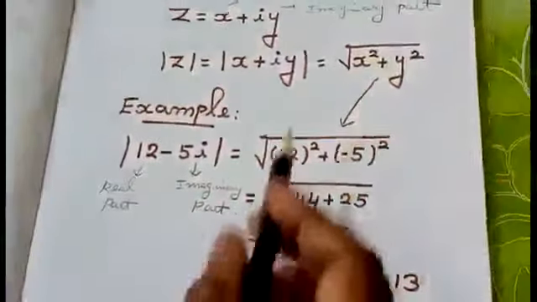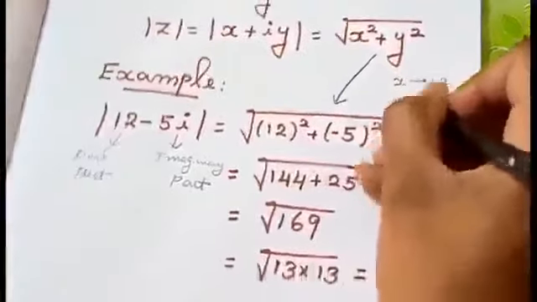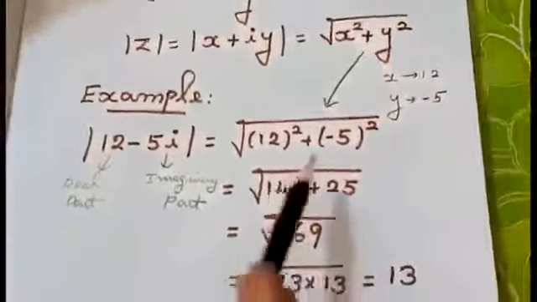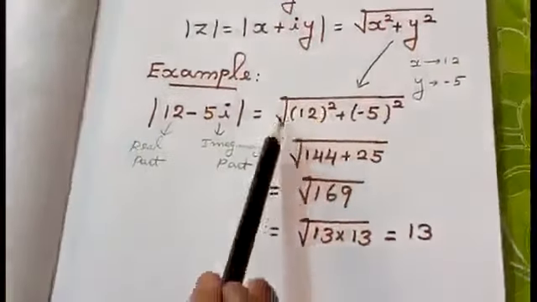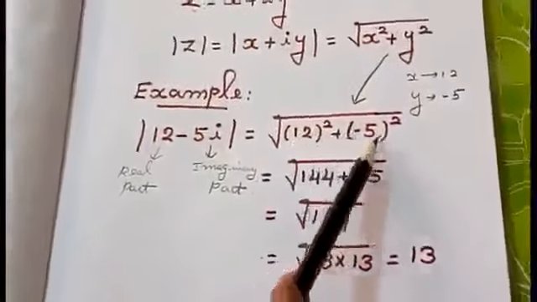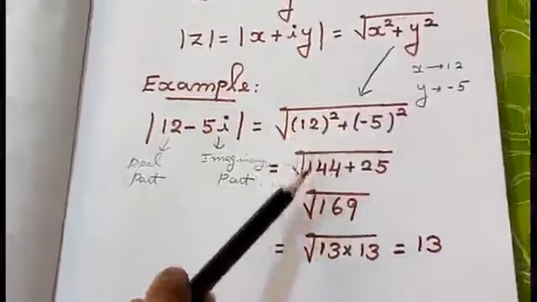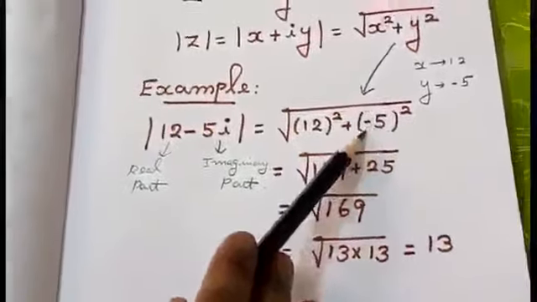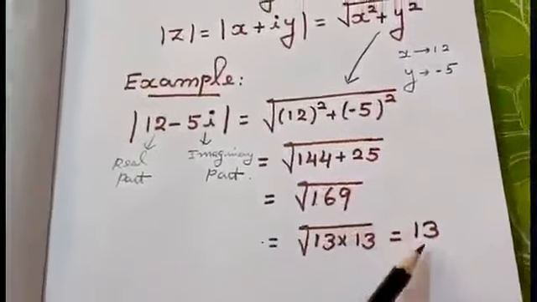In place of x, I am having the value 12, and in place of y, I am having the value minus 5. So instead of root of x square plus y square, I am writing root of 12 the whole square plus minus 5 the whole square. If you calculate, 12 square is 144, and minus 5 into minus 5 will give a positive value, that is plus 25. If you simplify, you will get the answer as 13.